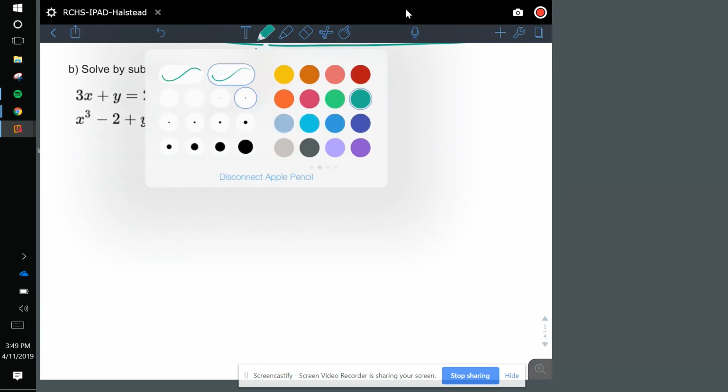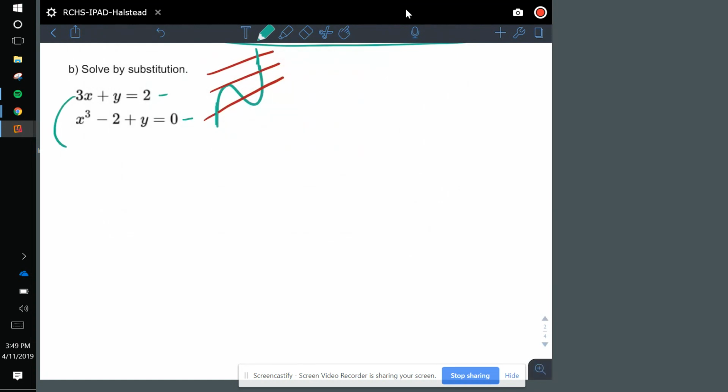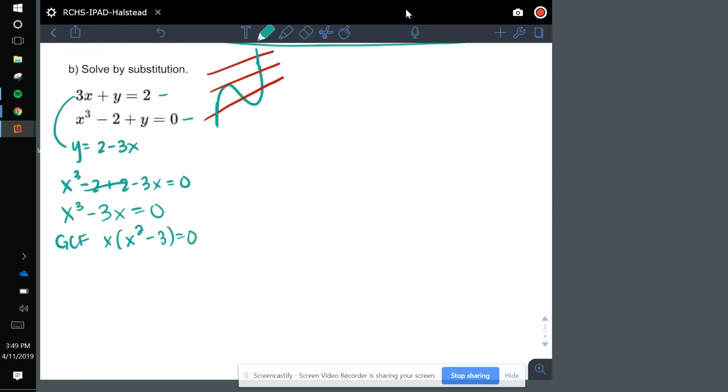Okay. So again, I'm going to take the top equation and isolate y. So y is equal to 2 minus 3x. And then we'll substitute into the bottom. So x cubed minus 2 plus 2 minus 3x is equal to 0. So I get x cubed minus 3x, and the 2's cancel, giving me 0. Everybody's favorite, greatest common factor. I see I have an x in common, so I'm going to take out the x, and I get x squared minus 3 is equal to 0.